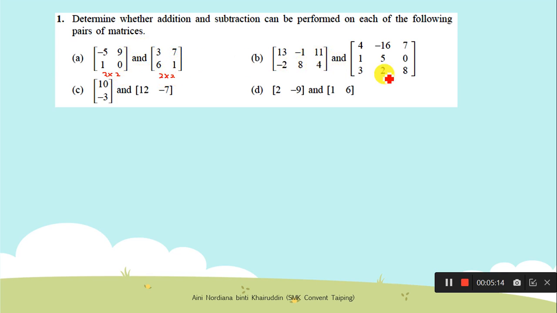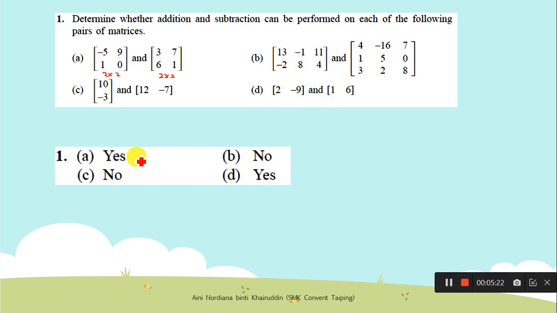So have a look at the dimension of the matrix. So the first one is yes. For B, no, because this is a 2 by 3 matrix. But here is a 3 by 3 matrix. So no. This one also no, because this is a 2 by 1 matrix. Here is a 1 by 2 matrix. So no. For D, yes, this is the same dimension.